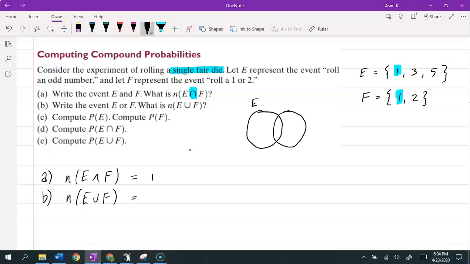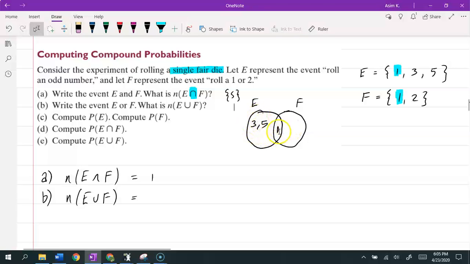All right, here's E, here's F. E has all of these numbers in it. It's got a 1, it's got a 3, and it's got a 5. This is for the sample space, by the way. And I'm sorry if I'm confusing you. This is not counting in the sense that you're putting in how many possibilities. You're putting in what are the possibilities.